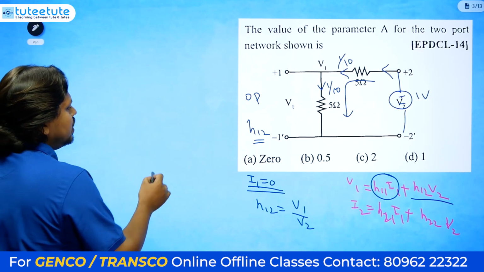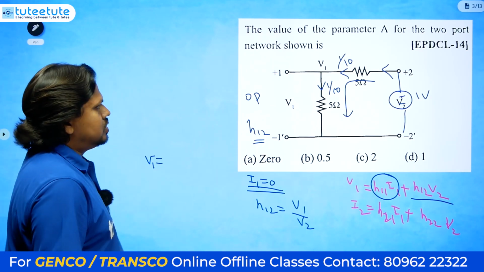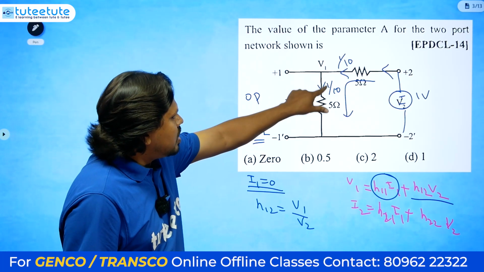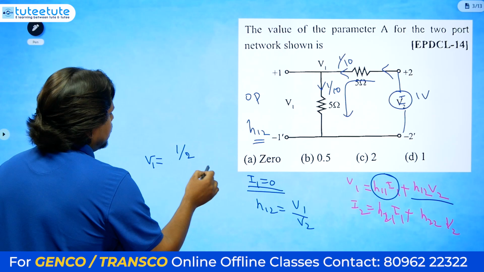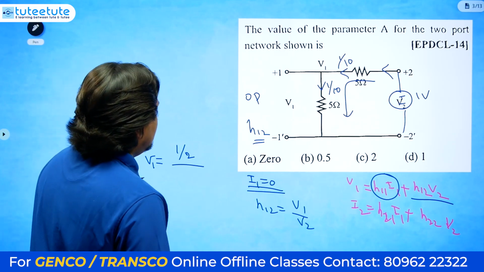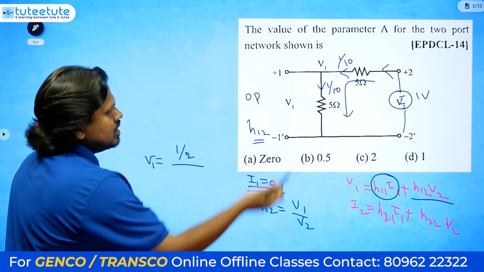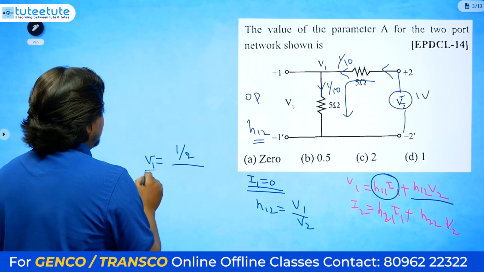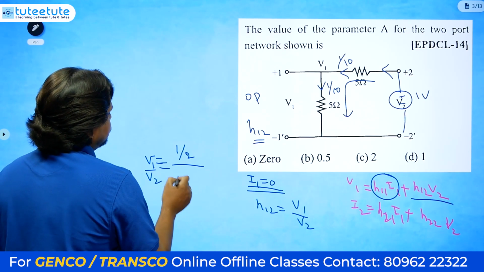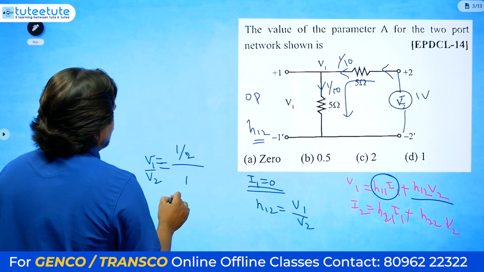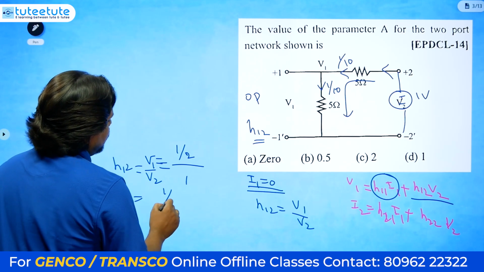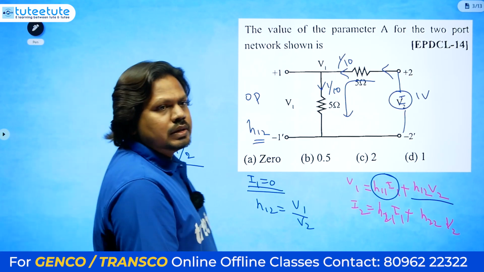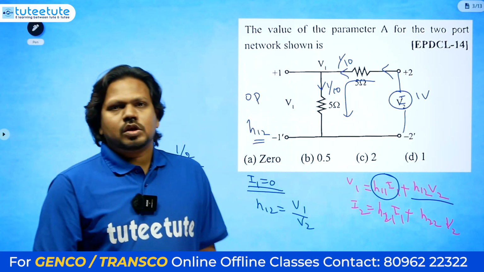Now what is the V1 value? V1 equals 1 by 10 into 5. 1 by 10 into 5 means 1 by 2. So V1 is 1 by 2 and the V2 value, already 1 volt we have taken. So V1 by V2 equals 1 by 2 divided by 1. So the h12 value equals 1 by 2 you will get. Like this, simple. Within 1 minute you can solve using this method.